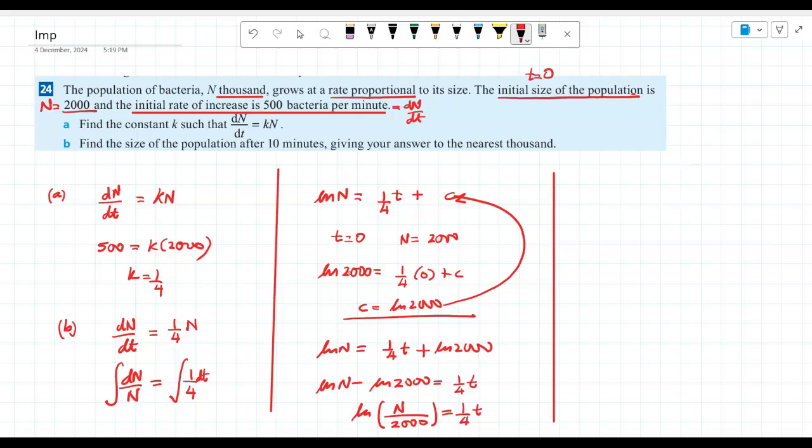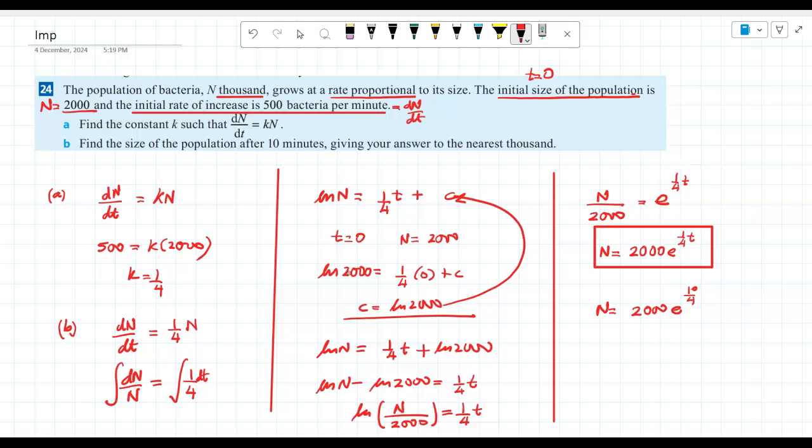So n over 2000 is equal to e raised to 1/4 t. So n is equal to 2000 e raised to 1/4 t. This becomes my equation. Then t is 10 minutes. Is t the time in minutes? Yeah, time in minutes. So you put t as 10: 2000 e raised to 10 by 4. Put this in the calculator, get the answer. What's the answer? 24,365, which to the nearest 1000 is 24,000. Follow?